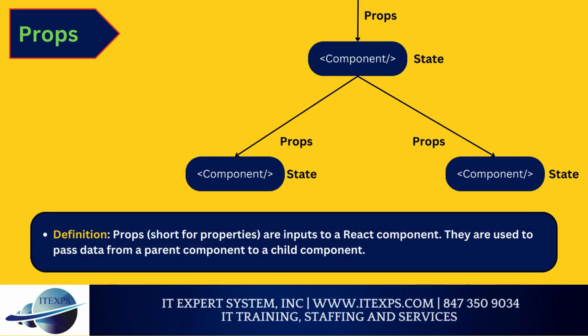Props. Definition. Props, short for properties, are inputs to a React component. They are used to pass data from a parent component to a child component. Immutable. Props are immutable, meaning they cannot be changed by the child component. If a change is needed, it should be managed by the parent component.